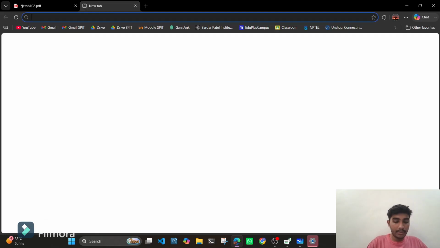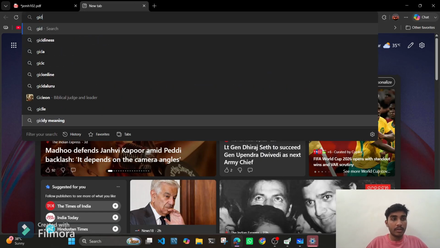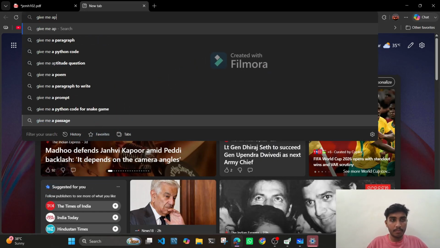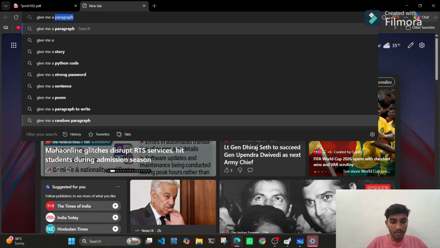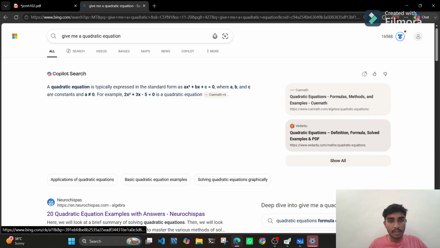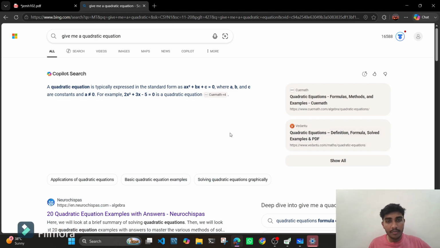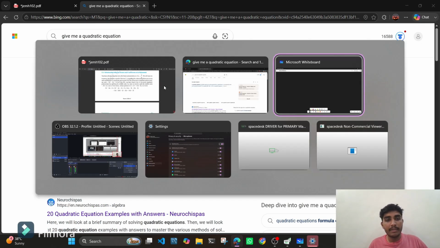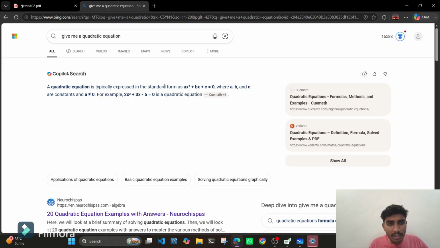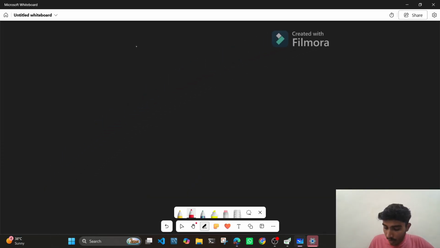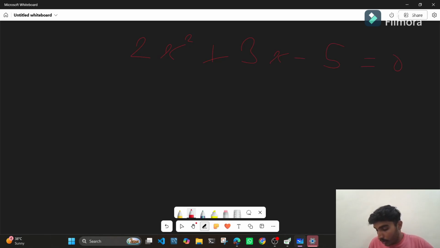एक काम करते हैं, give me a quadratic equation. Okay, let's say we have 2x square plus 3x minus 5. Okay, we have 2x square plus 3x minus 5 equal to 0.